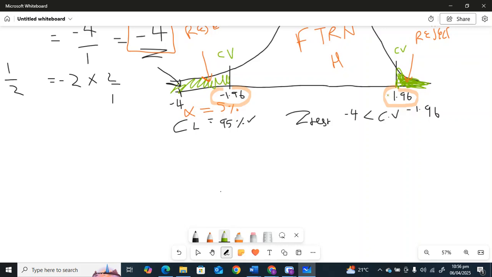Then after you've drawn this number line, you can put 0 here in the middle. Then you're going to say, now this test statistic, where is it falling on this number line? So in our case, it's falling in this reject region. Since it's falling in the reject region, it means our decision for this test is that we are going to reject the null hypothesis. You just reject the null hypothesis.